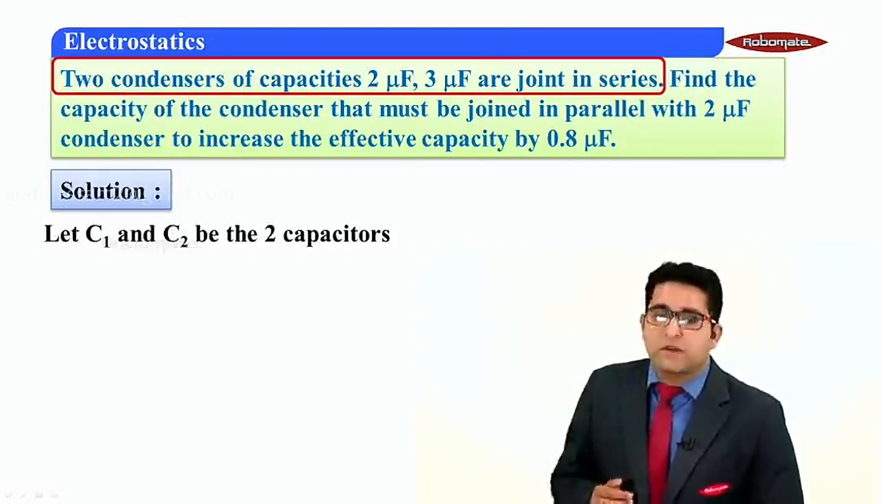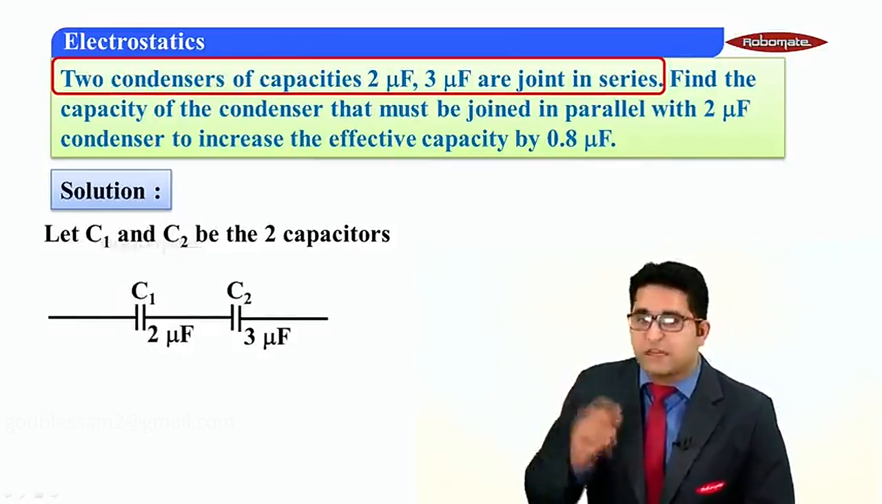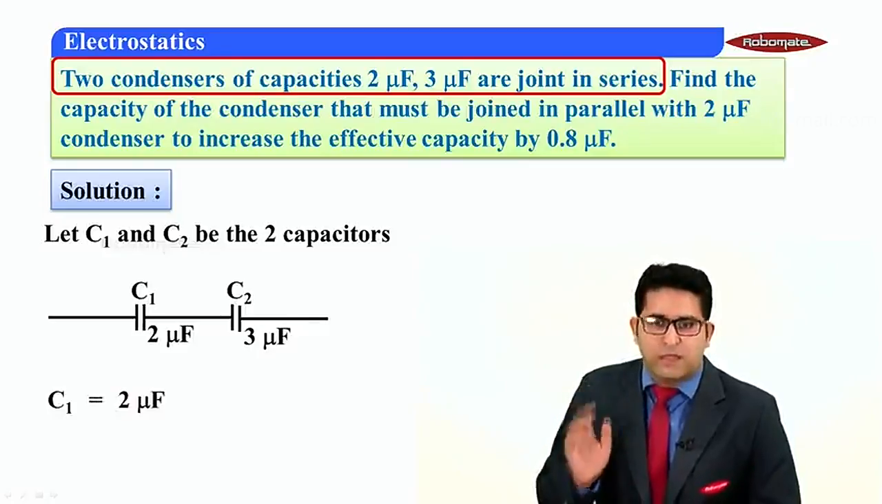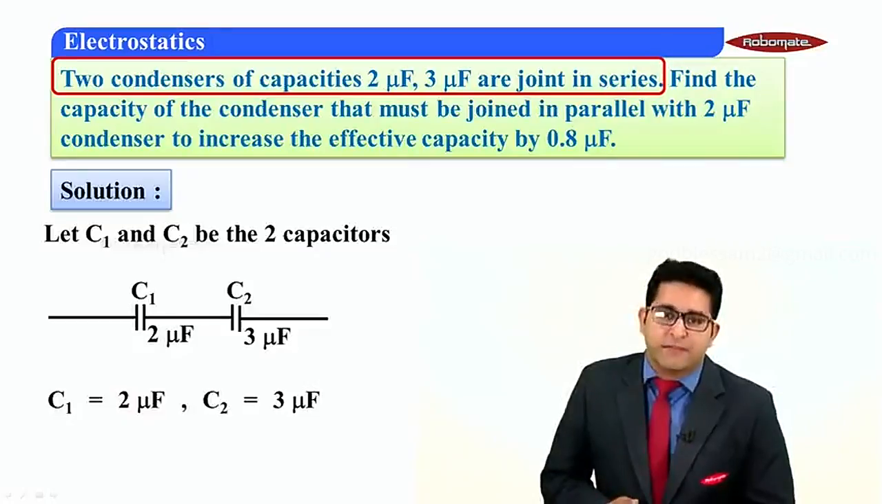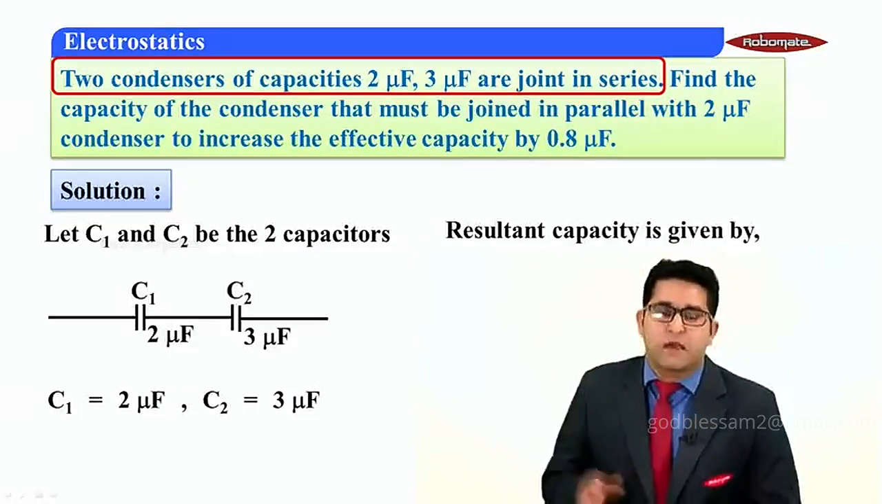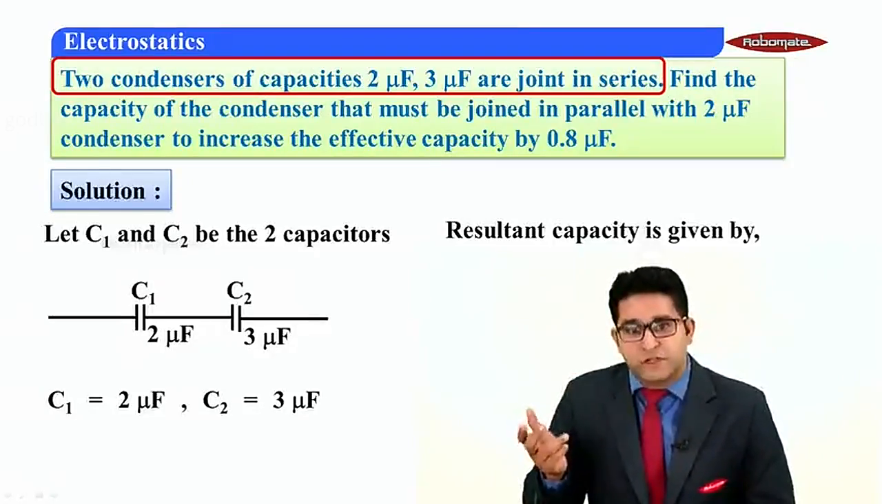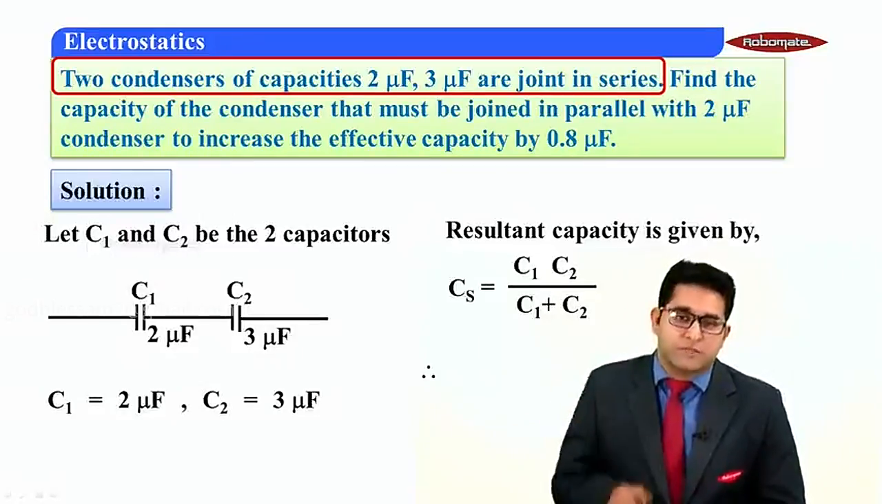And how are these two capacitors connected? They are connected in series. Now see the diagram carefully. C1 is equal to 2 microfarad and C2 is equal to 3 microfarad. As these two are connected in series, they must have some effective capacity. The effective capacity of the series combination is given by CS, equal to product upon sum. We have already covered this formula. Therefore CS can be written as C1 into C2 upon C1 plus C2.